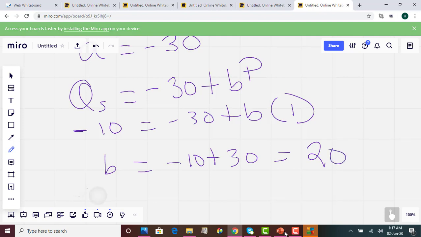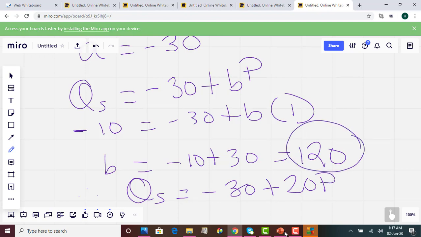So now we have the equation QS equals minus 30 plus 20P. That is the supply function. Notice the value of B is positive. For the demand function, the value of B was negative. The reason is demand curves are downward sloping, therefore the value of B will always be negative, whereas supply functions are upward sloping. There is a positive relationship between price and quantity supplied, therefore the sign will always be positive. So the value of B will always be a positive number for a supply function, and for a demand function it will always be negative. This is one way you can check. If you get a positive number for a demand function, you're doing something wrong. If you get a negative number for B for a supply function, then you're doing something wrong.